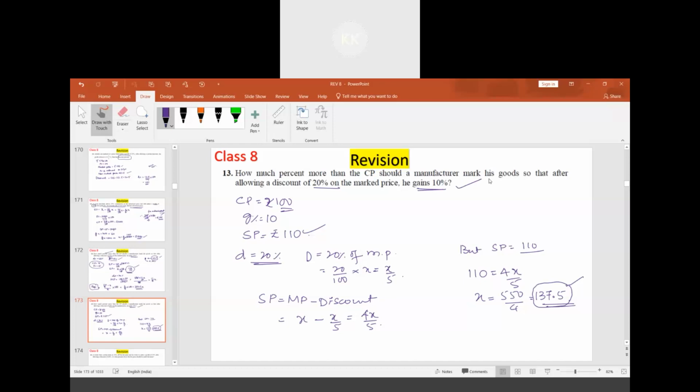Now, can we solve this same question by taking the marked price as x? What is the use if I take the market price as x? Then we can take a discount on the x, and still we'll have a 10% gain from the CP. The discount percentage is 20% only. So we take 20% on the market price: 20 divided by 100 times x. We get x by 5 as we have done here. Correct?